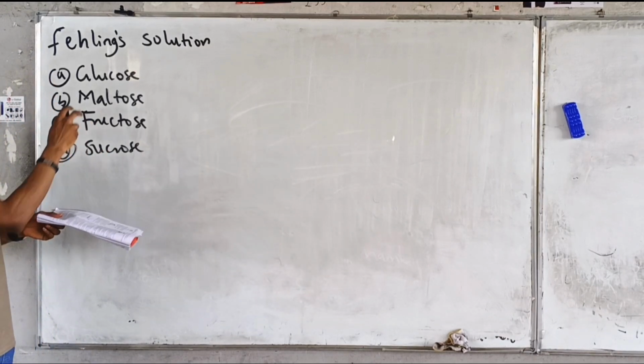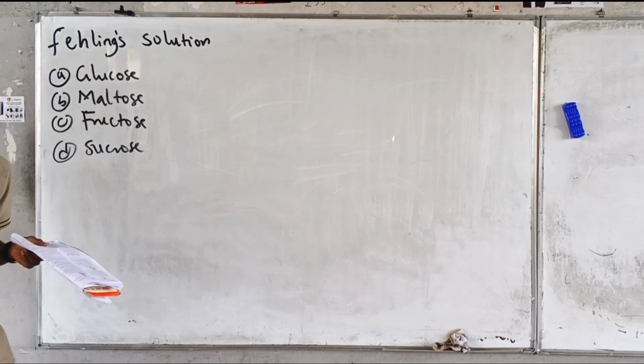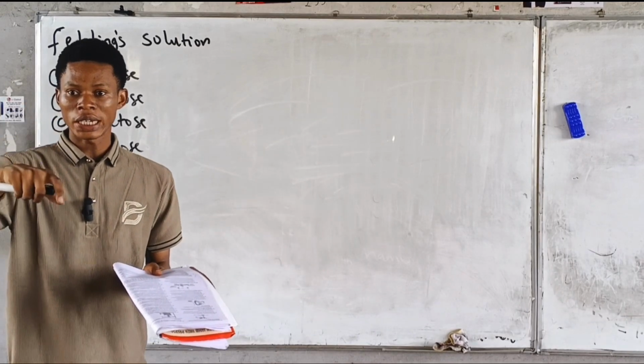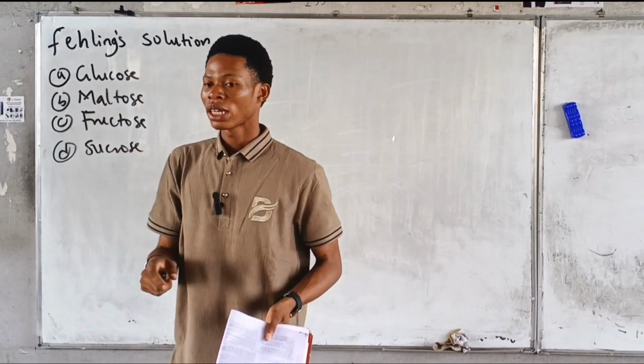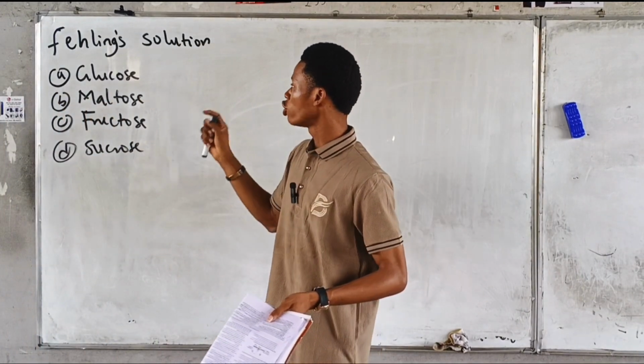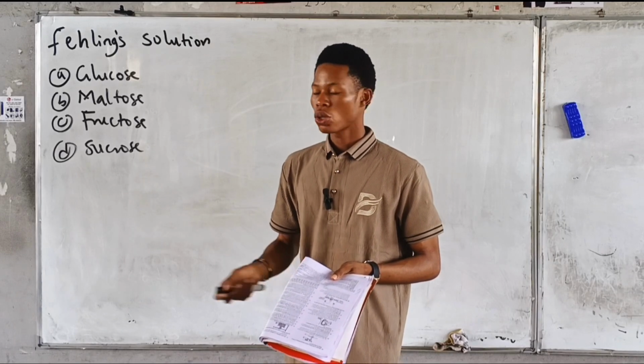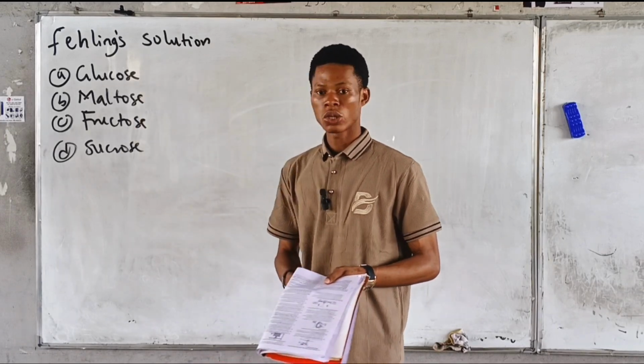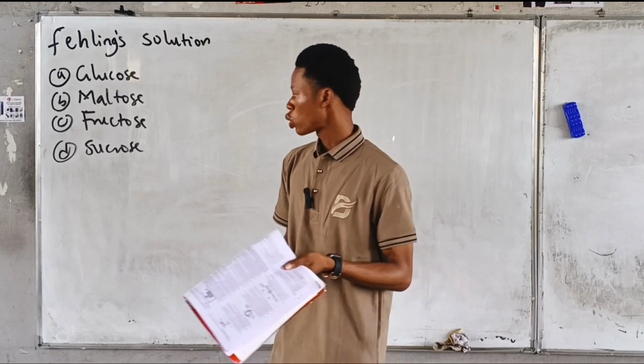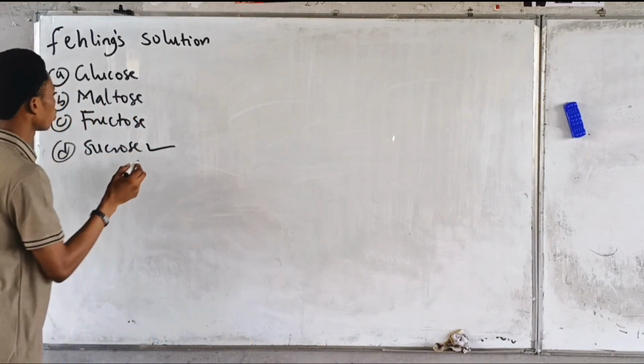So the question says you added Fehling solutions A and B to sugar. Now, after adding the Fehling solution, the sugar tested remained blue. So we are given options. What do you think is the correct answer here? Sucrose is the answer, right? Sucrose is the correct answer.